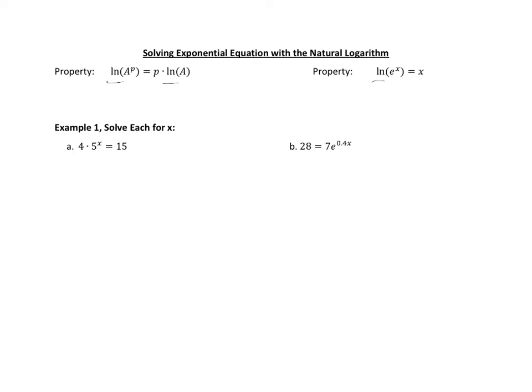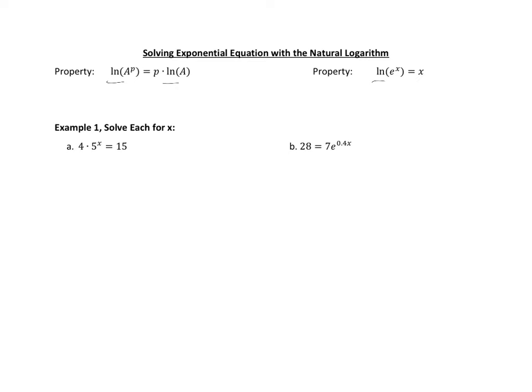Let's talk first about this first property. The natural log of a raised to some power is the same thing as that power times the natural log of a. And we're going to look at how this particular property is useful to solve an exponential function. So let's look at a first. 4 times 5 to the x equals 15. And we're somehow trying to figure out what x equals.